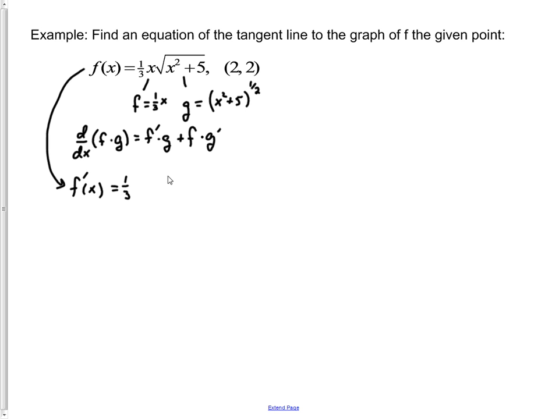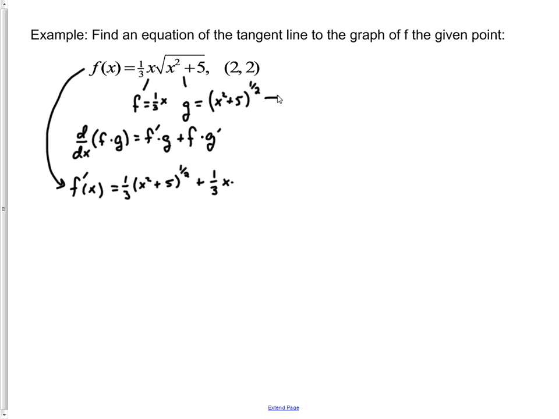times the function g. And I'll write it in this exponential form for convenience: x squared plus 5 raised to the 1/2, right? Notice we're not doing anything to g here. We're just taking the original g and multiplying it by the derivative of f. Plus, and we're going to have f, which is 1/3 x, but this time that's going to be multiplied by the derivative of g.